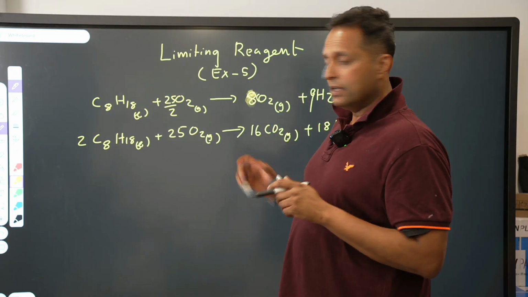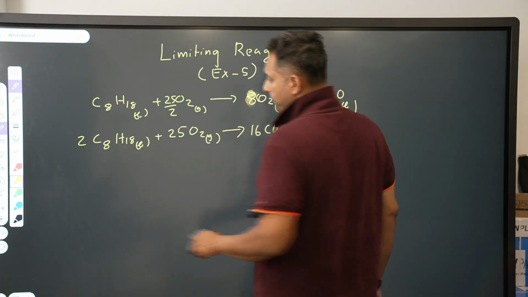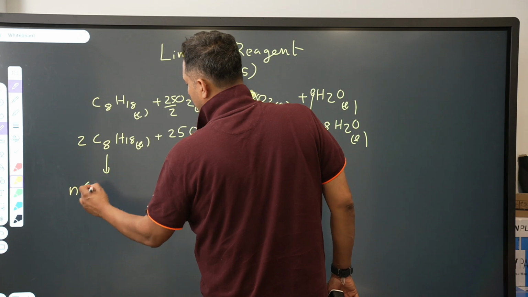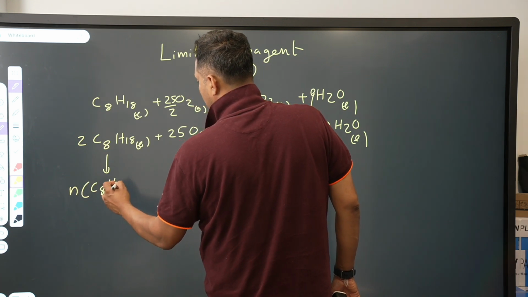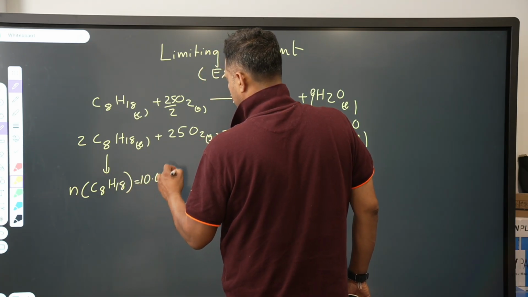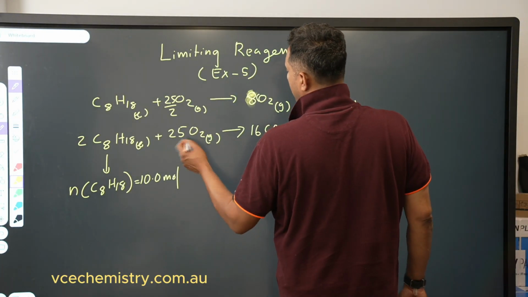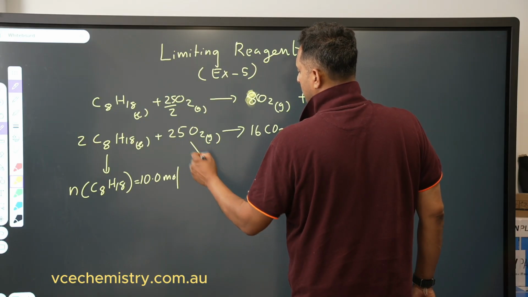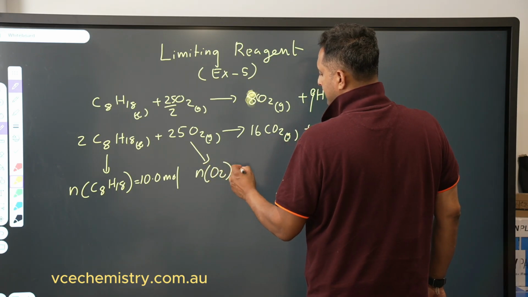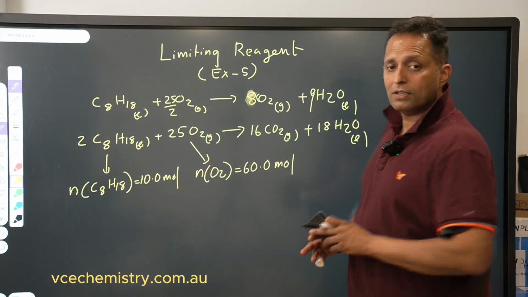In order to make a question, I'm going to give you 10 moles of octane. So the number of moles of octane given is 10.0 moles. Is that clear to you? All right. Then I'm going to give you 60 moles of oxygen. So the number of moles of oxygen is 60 moles.